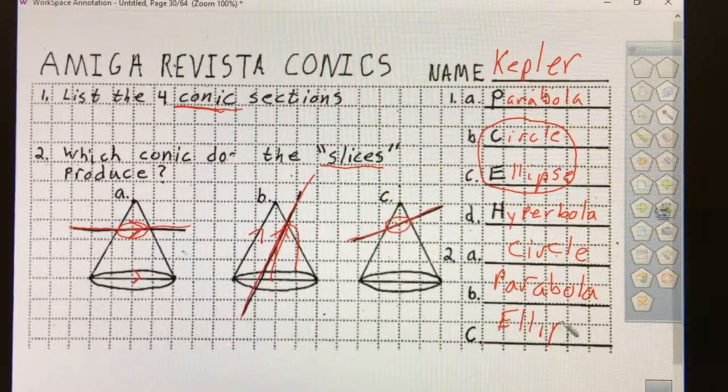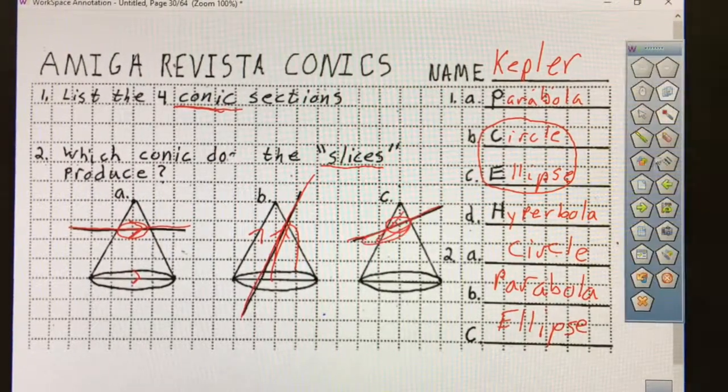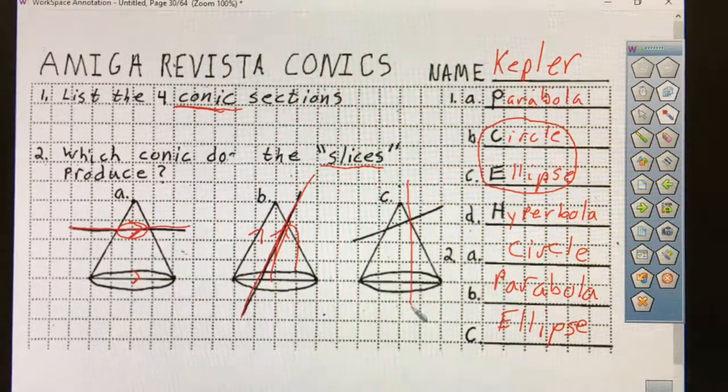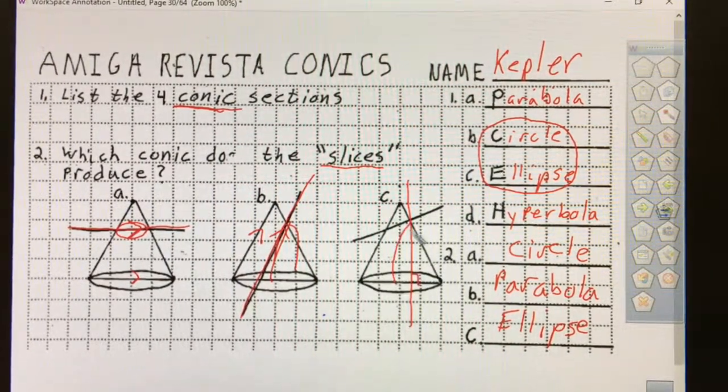There's one more slice, and the last slice would be if I were to slice it perpendicular to the base. If I were to come in straight up and down and slice it perpendicular to the base, that would be a hyperbola. A little bit different eccentricity than a parabola.